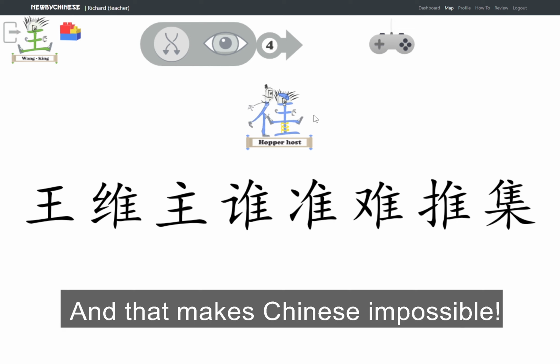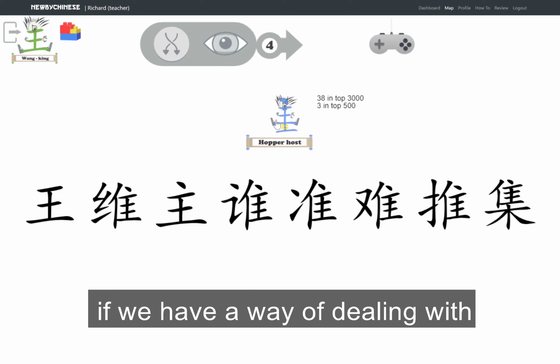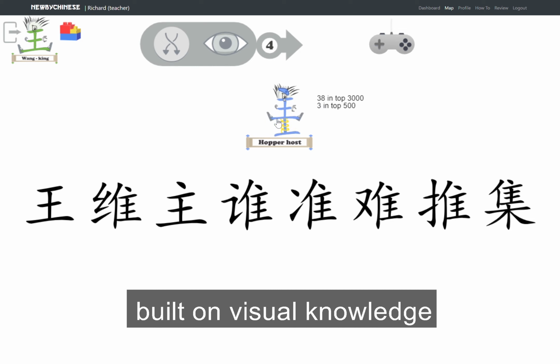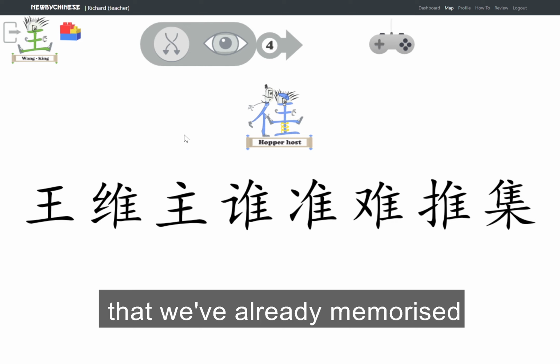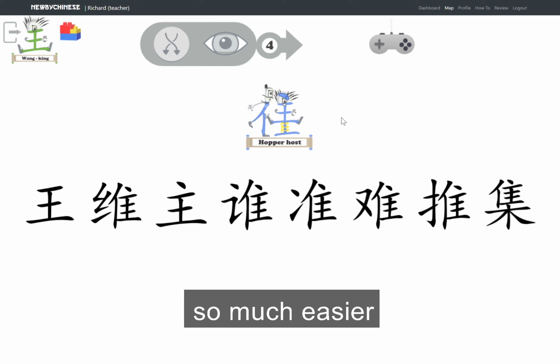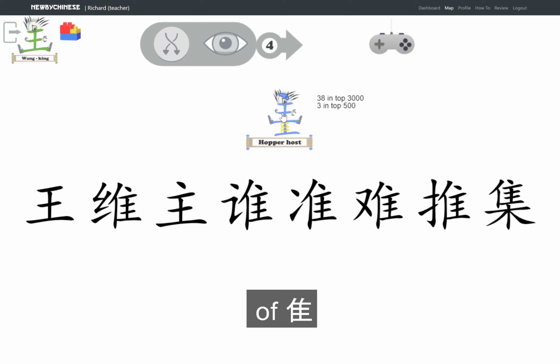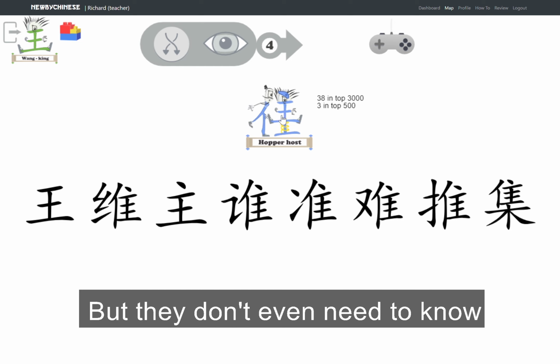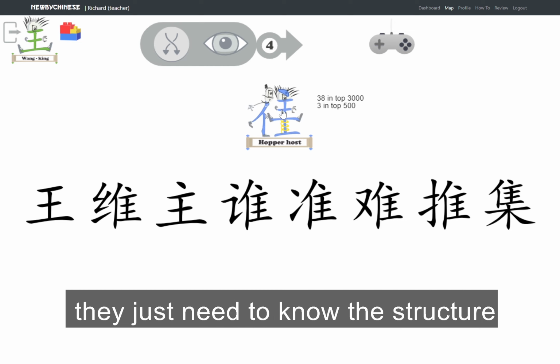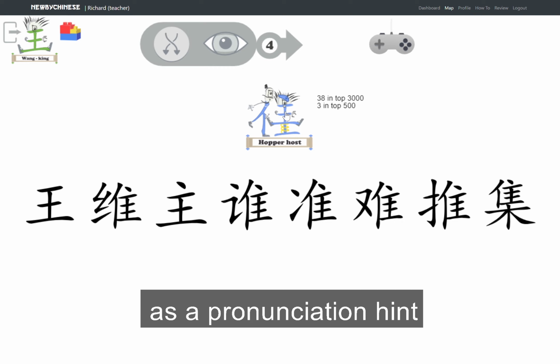But if we have a way of dealing with this Jue built on visual knowledge that we've already memorized, then it becomes so much easier and it becomes a single instance we have to deal with. And then in those 38 of the top 3,000 Chinese characters, we just see this single instance of Jue. Now, they don't even need to know Jue, the pronunciation. They just need to know this structure, because Jue as a pronunciation hint doesn't really work.